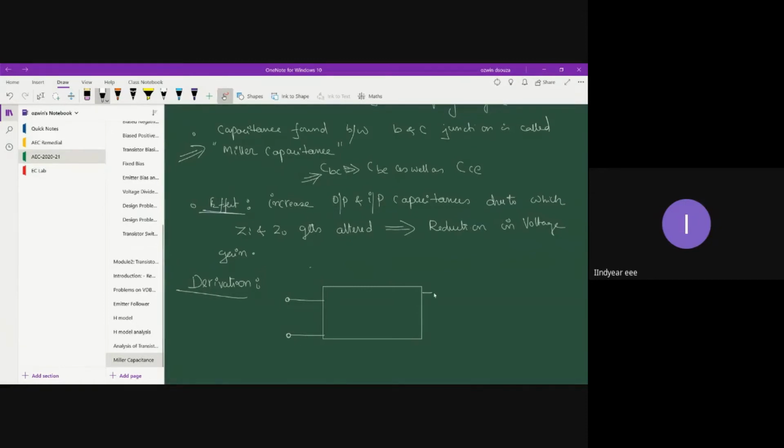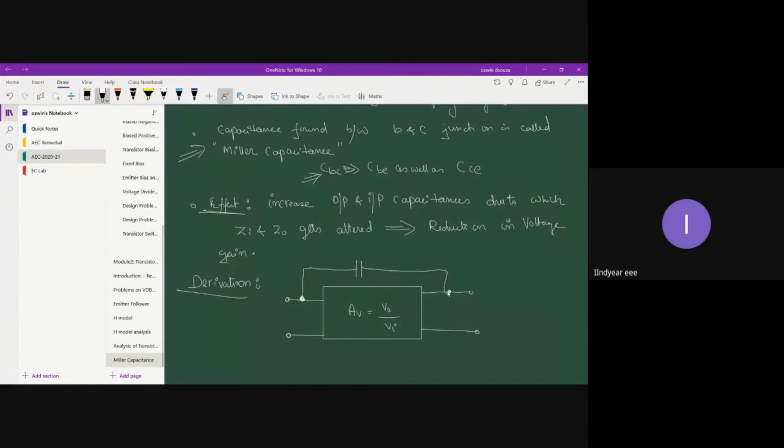Input terminal, the output terminal. Okay, so this is our transistor whose voltage gain is output by input, the no load voltage gain. Now let us show the Miller capacitance. As I have told you, Miller capacitance is the capacitance found between input and output terminal.